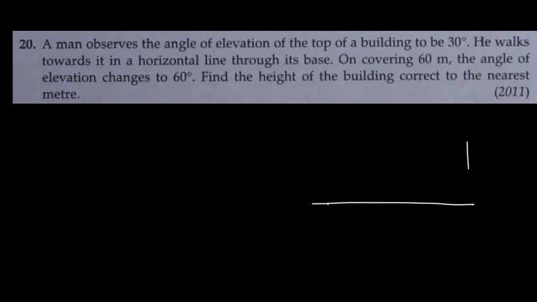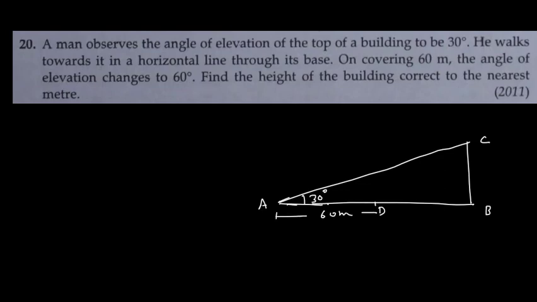This is a building, and suppose from here I look at the top of the building. The angle I make with the top of the building is 30 degree. Say this is ABC. On covering 60 meter, I reach here, so this is point D. Now from this point, when I look at the top of the building, the angle changes to 60 degree. I have to find this height BC.